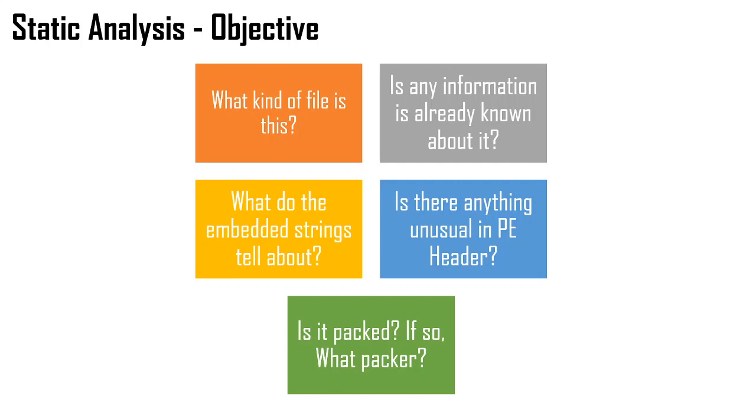So we have seen what kind of file this is. Is there any information we get before executing that file? Any embedded strings found, right? Is there anything unusual in the PE header? So these 2 things, embedded strings and unusual things in the PE header, I will let you know in the next 2 modules, right? I'm going to do this in a separate module.